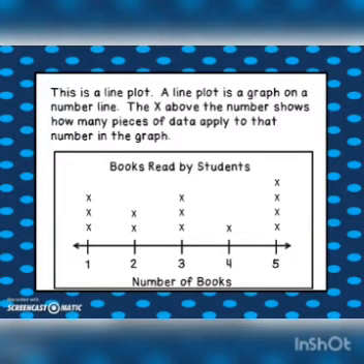So this is a line plot. A line plot is a graph on a number line. Remember your number lines, right? The X above the number shows how many pieces of data apply to that number in the graph. For example, this is a graph showing the books read by students, and we have the number of books below. We have 1, 2, 3, 4, and 5.